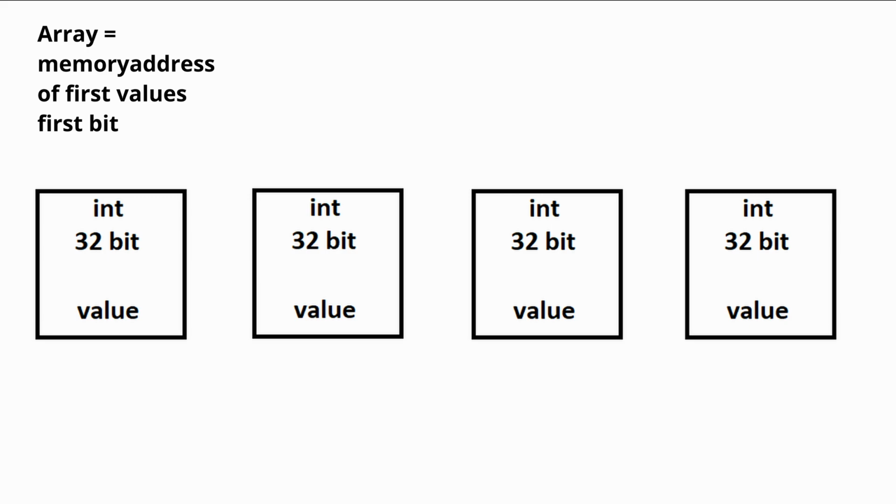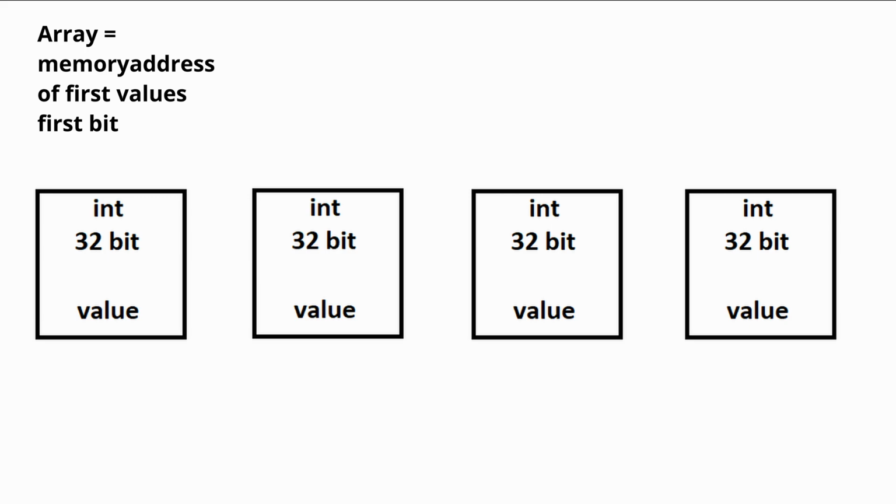And why is that so? Because if you define the size of an array beforehand, the memory for this array can be reserved. And this is pretty simple. For example, if you are using integer, so you want to create an int array, then one integer is 32 bits.